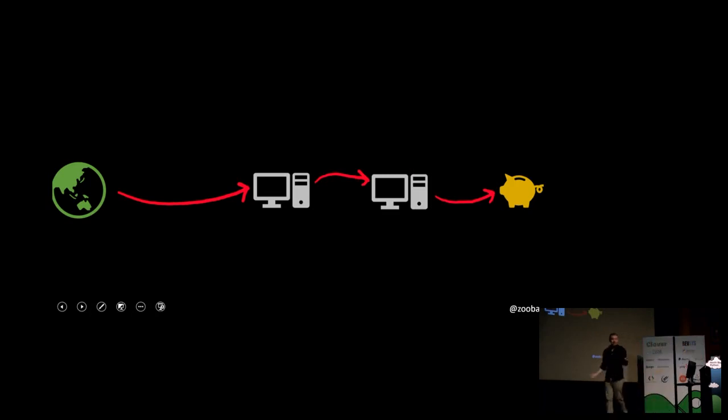But if they can't do that, all they have to do is get into another machine that then, at some point, has access to that second machine that can eventually get to the crown jewels.